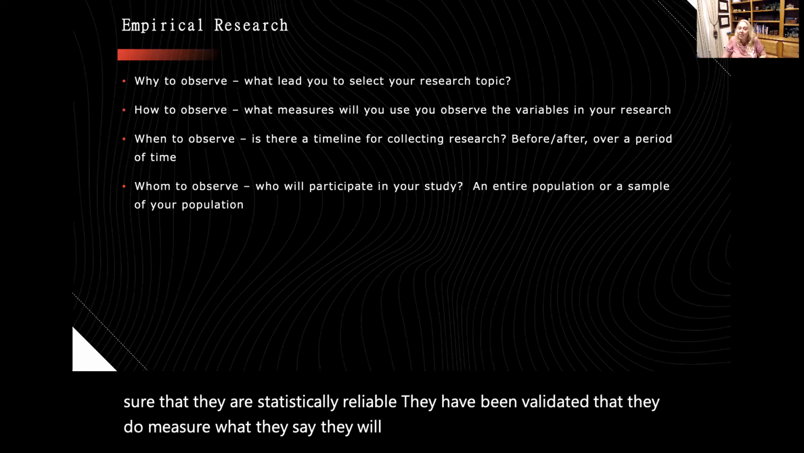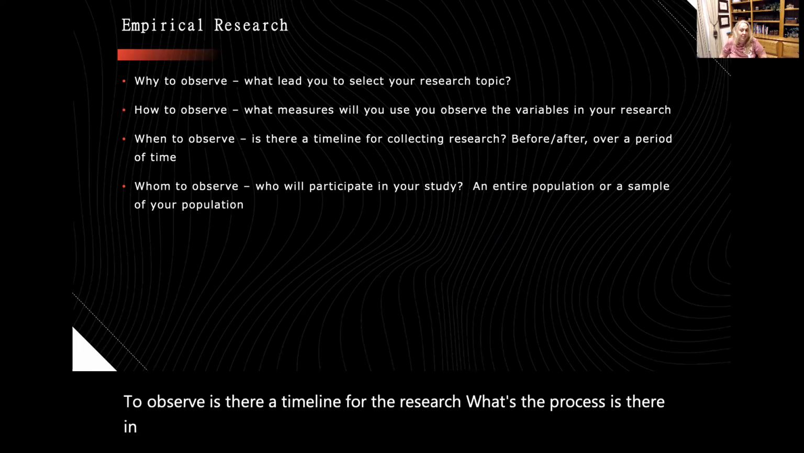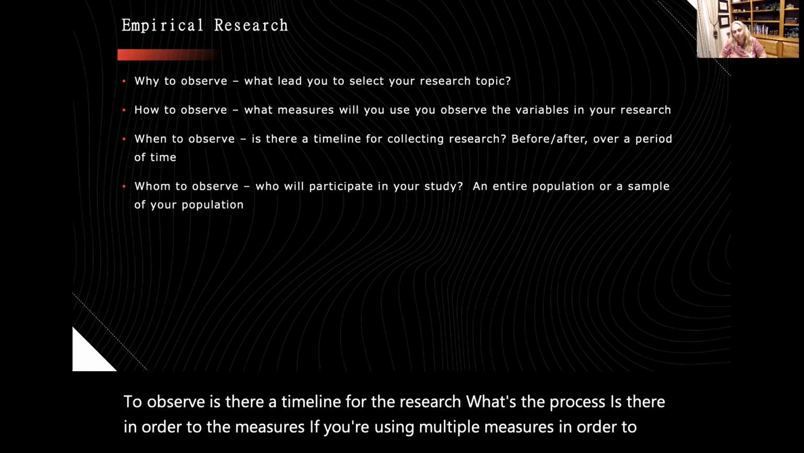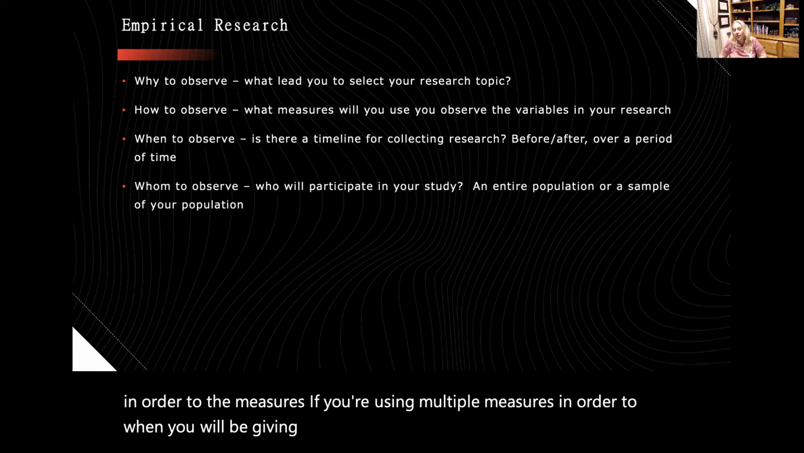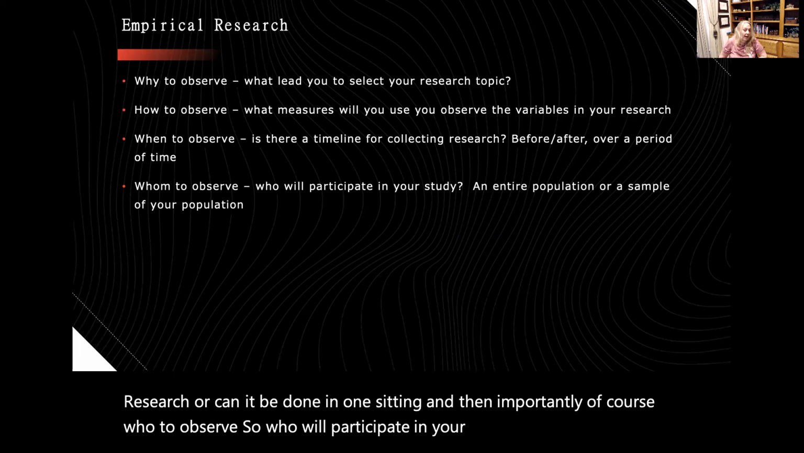You're determining when to observe. Is there a timeline for the research? What's the process? Is there an order to the measures, if you're using multiple measures, in terms of when you'll be giving them? Will it be over a period of time and use longitudinal research, or can it be done in one sitting? And then importantly, of course, is who to observe. So who will participate in your study? Will it be an entire population or a sample of your population?